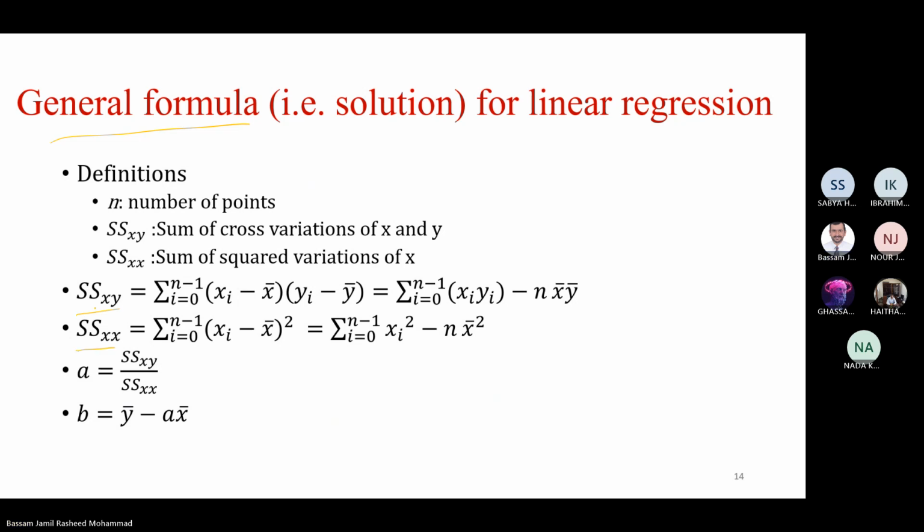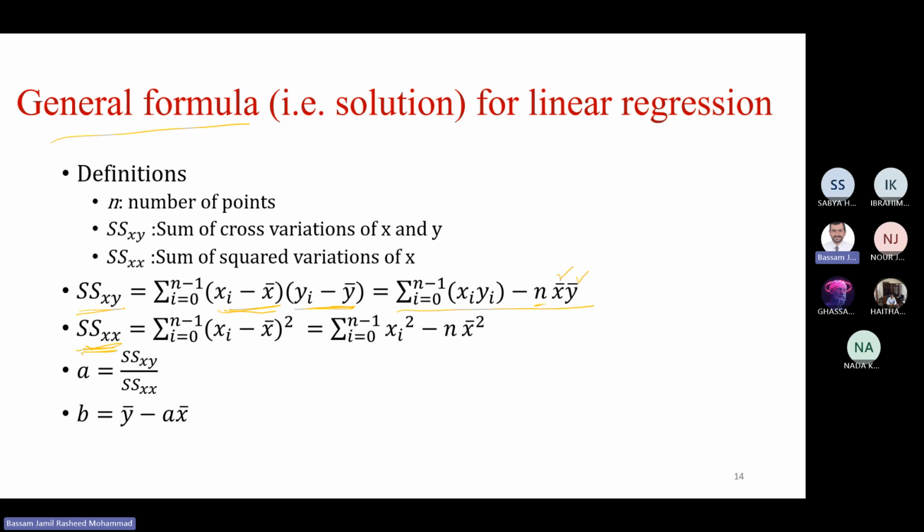The general formula says we need to compute these terms. This is called the sum of cross variations between x and y, and the sum of squared variation. The cross variation is when you multiply these centered points: x_i minus the average, you are centering the x data, and y minus its average, you are centering the y data. So the distance you move to center the data, you multiply those for x and y. There is an easier form for that, which is to multiply x and y for every point and subtract n times the average of x and y.